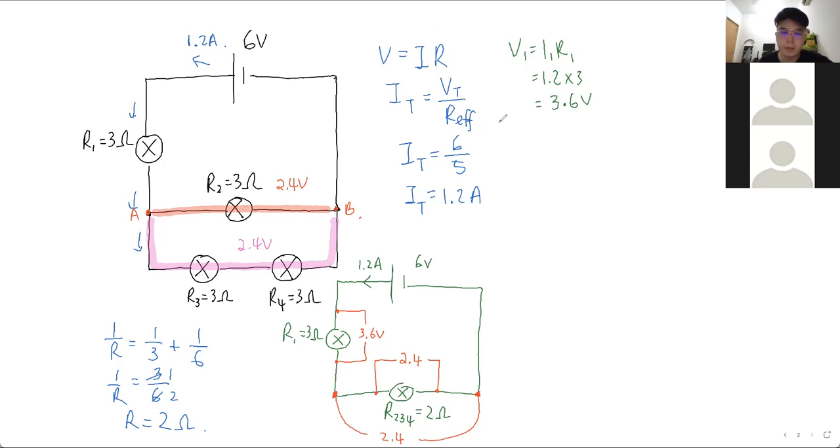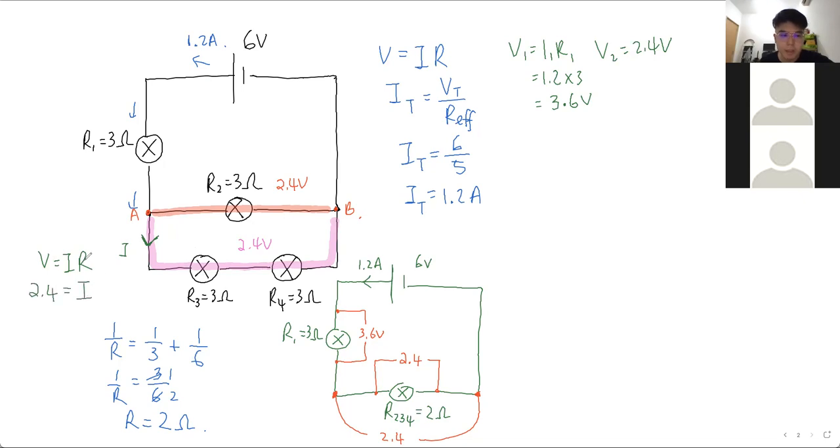Okay, so R2 you already know. Not R2, it is V2. So V2 equals 2.4 volt. Now, how about V3 and V4? I know this branch is 2.4 volt. So I have to calculate the current first. I want to know how much current is flowing in this last branch. Okay, so how much current is entering here? I can use V equals IR, but for V, I am going to take the V only across this branch, AB. It's 2.4 equals I times the resistance.